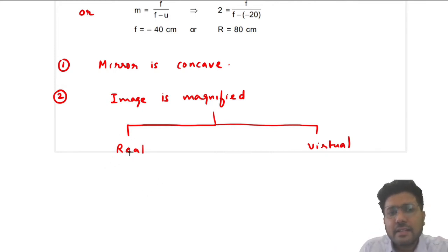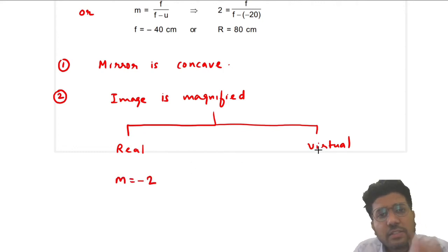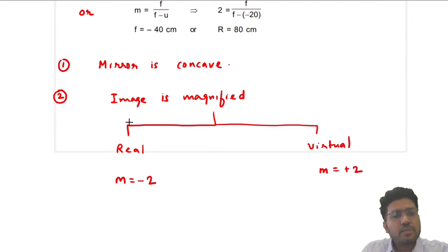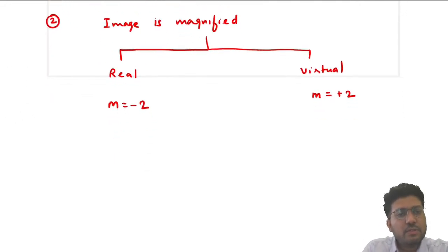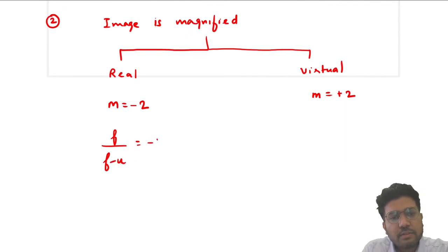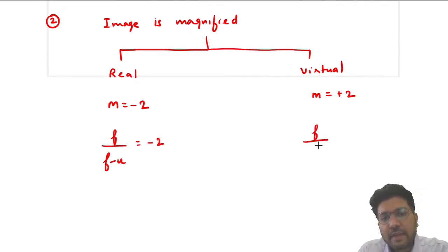So when the image is real, it will be inverted, right? So you'll write m is equal to minus 2 in this case. And when the image is virtual, the image is erect, right? Virtual images are always erect for a real object. So you will say m is equal to plus 2. Now you know that m is f by f minus u. This is equal to minus 2. And here again m is f by f minus u, but this time you will write plus 2.